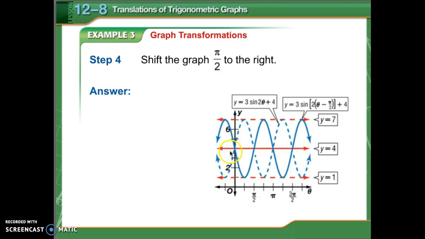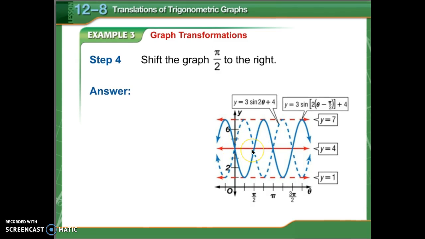So you can see that where the original sine function started here at the origin and went up, shifting pi over 2 to the right starts the function right here, at pi over 2 and 4, and then it moves up. So basically this is a quarter of a full circle that's being shifted.